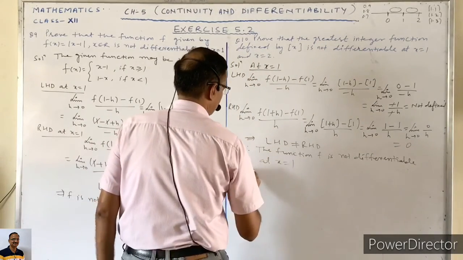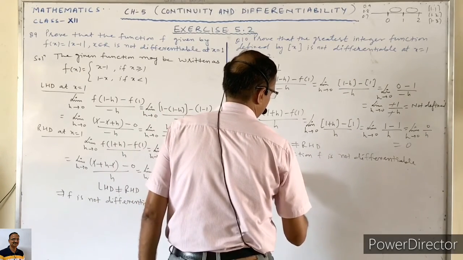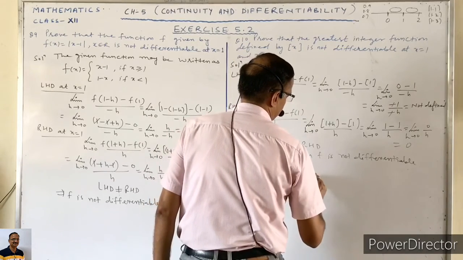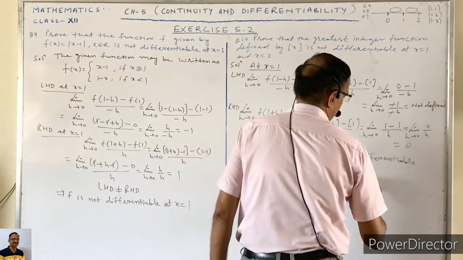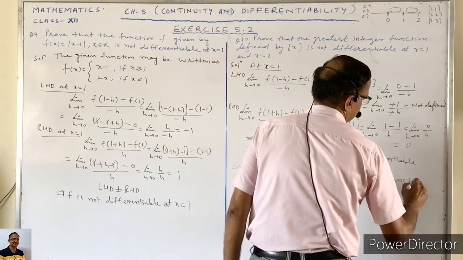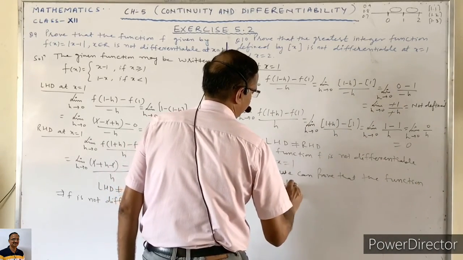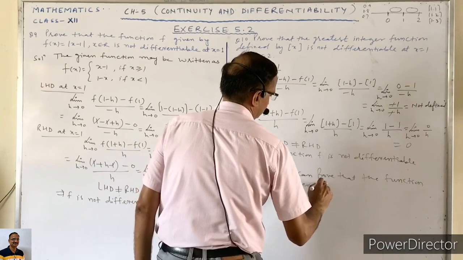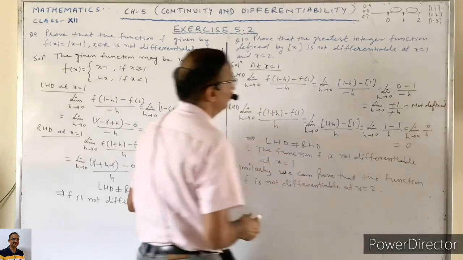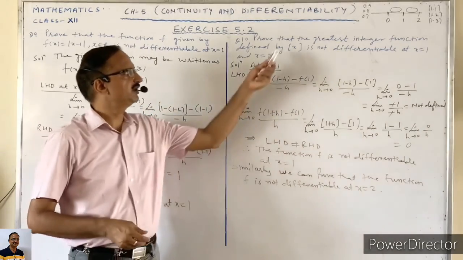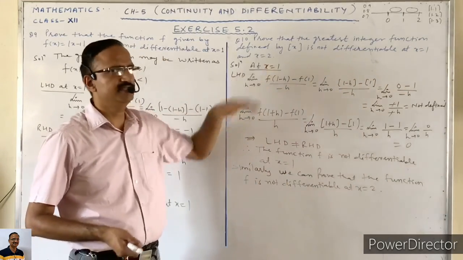So similarly, we can prove that the function f is not differentiable at x equals to 2. So this greatest integer function is neither differentiable at x equal to 1 nor differentiable at x equal to 2.